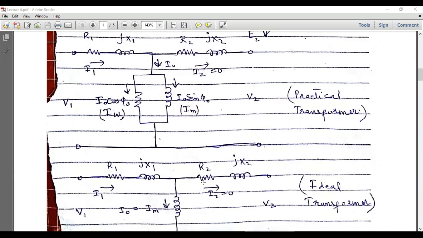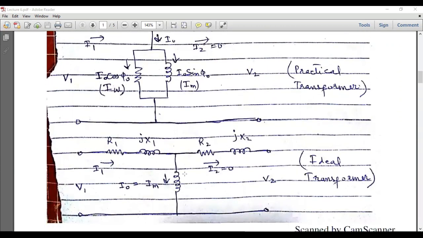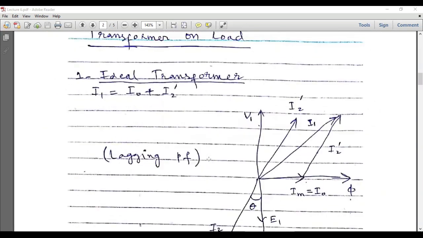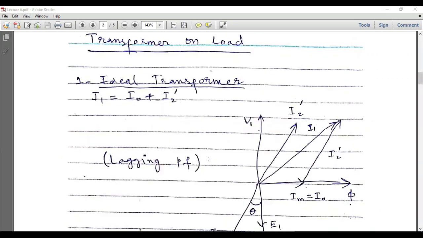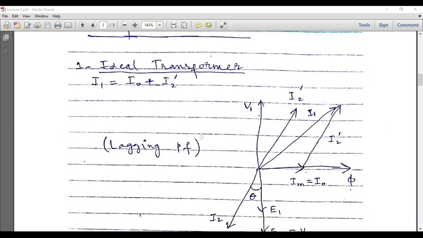And this is the practical transformer. This is the equivalent circuit of an ideal transformer, both at no loaded conditions. And now we will discuss the case of a transformer at loaded condition. So first, the ideal transformer at loaded condition will be discussed.